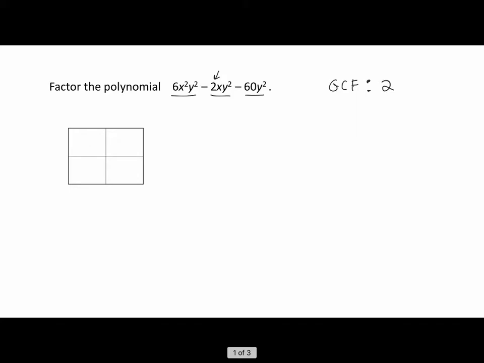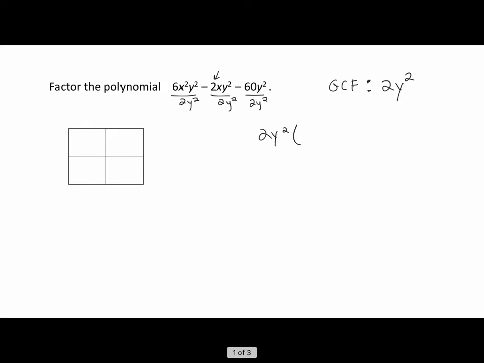Now, x is not in the last term, but y is in all of the terms, and the lowest exponent is 2. They're all the same. So 2y squared is going to be our greatest common factor. Let's divide from each of the terms to see what our remaining trinomial is.